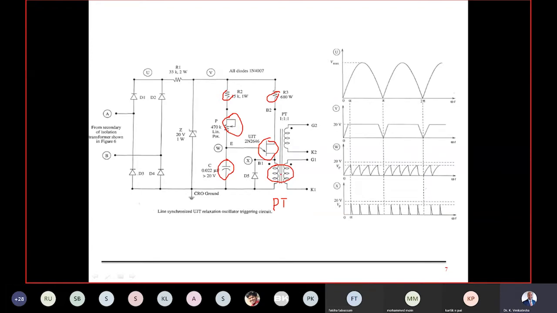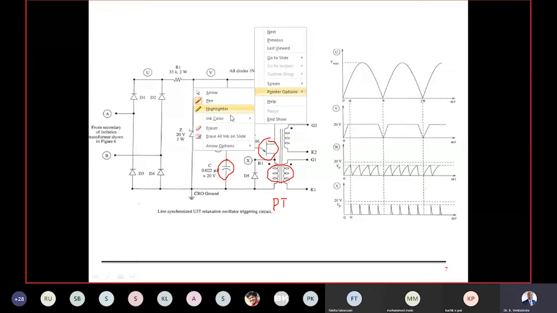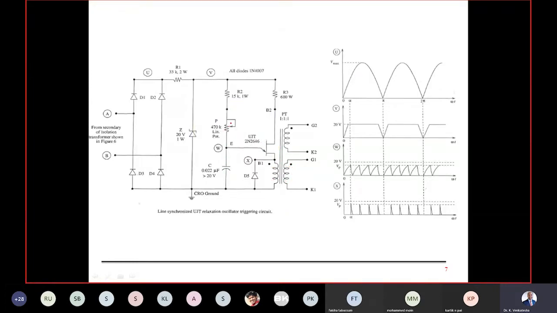PT is just for isolation here. So potential transformer is different, pulse transformer is different. Pulse transformer is just for isolation. It is going to generate the high switching pulses, and irrespective of whatever frequency you go, it will support you there. Now let us see how the circuit works.